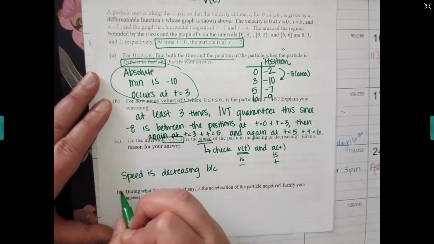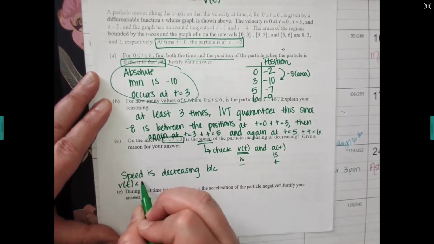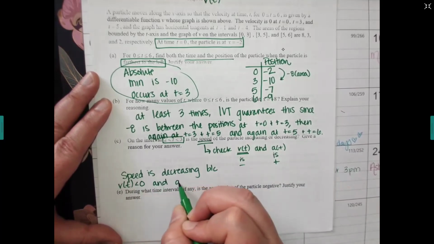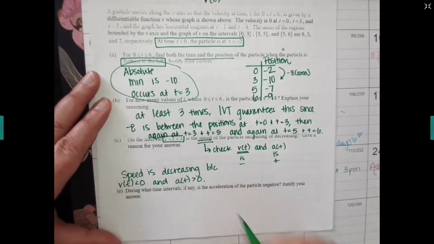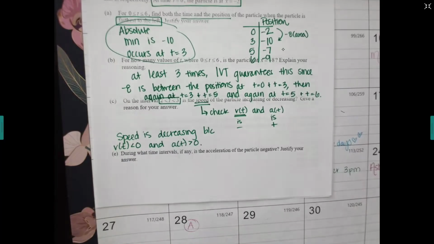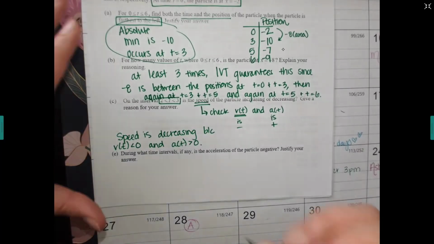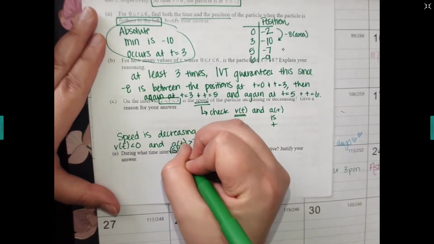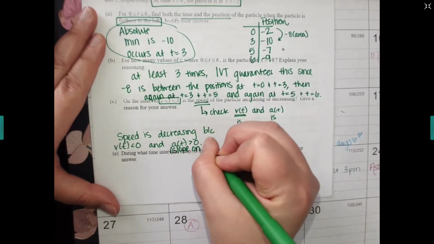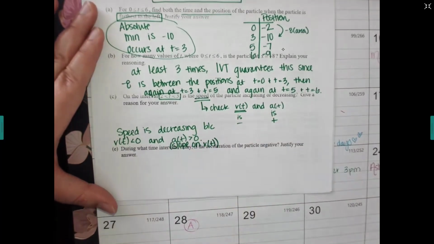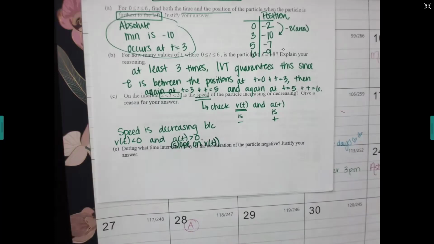So then I'm going to put because velocity is less than 0 and acceleration is greater than 0. Okay, then I would make sure on this acceleration, I would write underneath it the slope of V of t. That way you're connecting it back to the information that you were given. Slope on V of t. Okay, that way it's very clear that you know what you were talking about at that point.